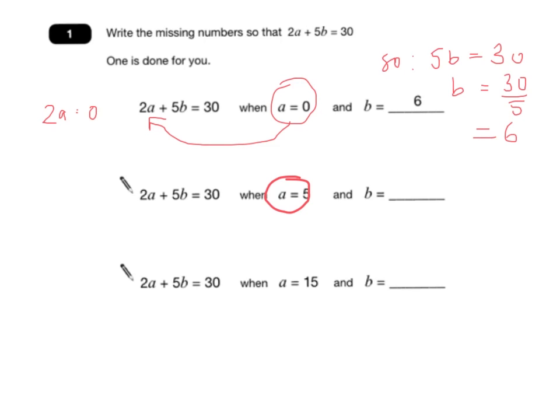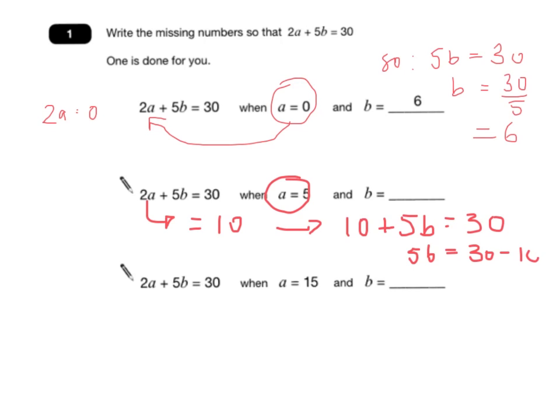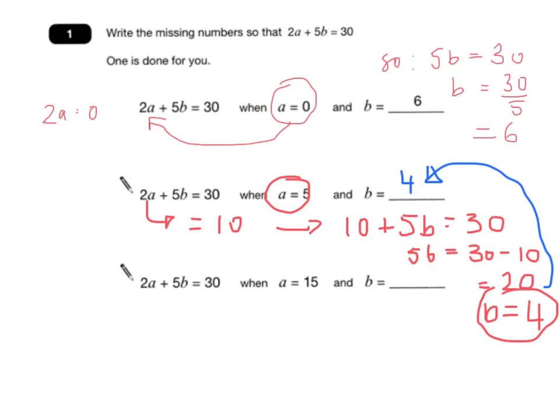Now, if we look at the next one, a equals 5, we've got 2a again, so 2a equals 10. If we put that into our equation, we get 10 plus 5b equals 30. Now that 10 on the left is a bit inconvenient, so we need to lose it. We do that by subtracting 10 from both sides, so we get 5b equals 30 minus 10, or 5b equals 20. And then just like we did at the top, to get b, we divide both sides by 5. 5b divided by 5 is b, 20 divided by 5 is 4.